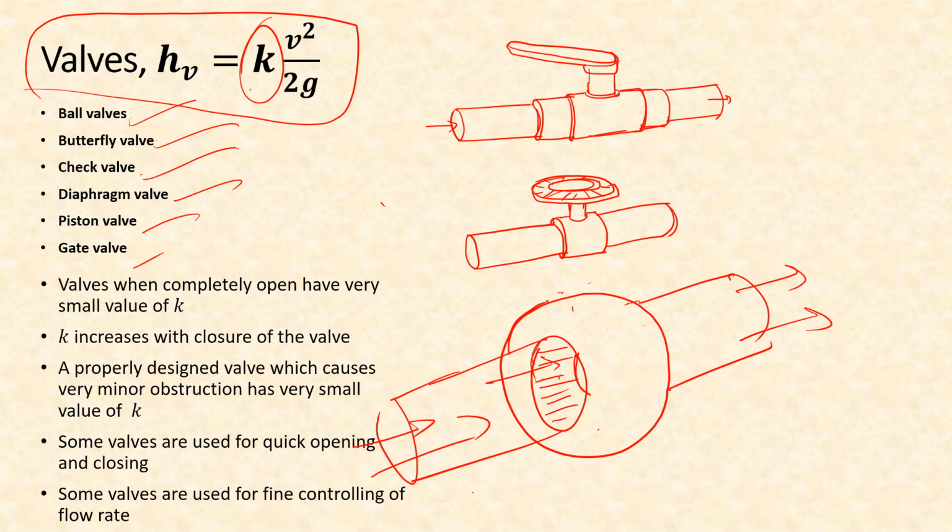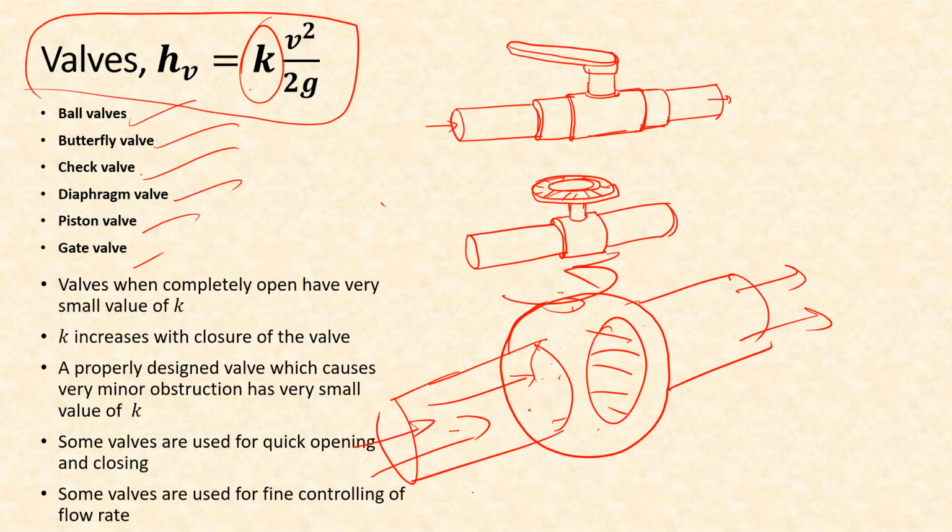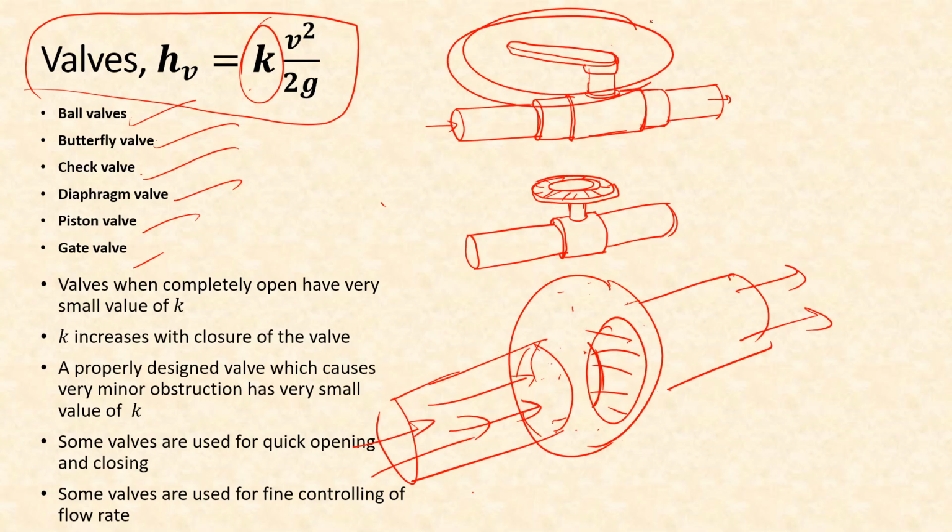Now this ball can be rotated. If it is rotated, then instead of facing this way, this opening will face this way, and in that case the pipe flow will hit this solid wall and will be stopped. And this rotation can be done by providing a handle like this, and it can be closed or opened. It can be turned by 90 degrees.